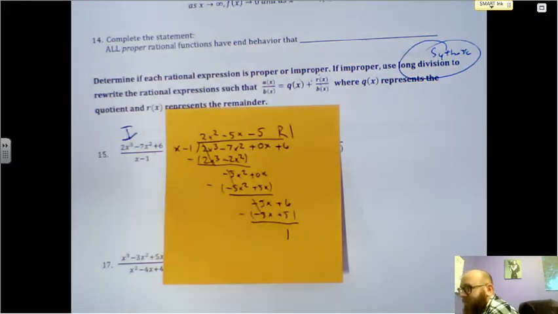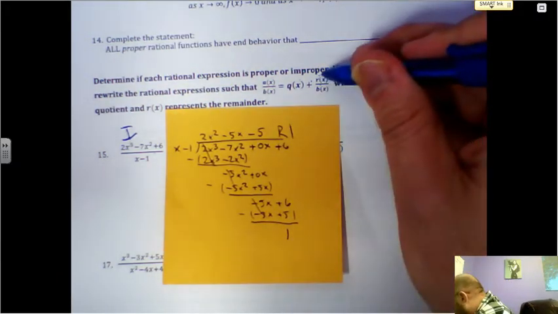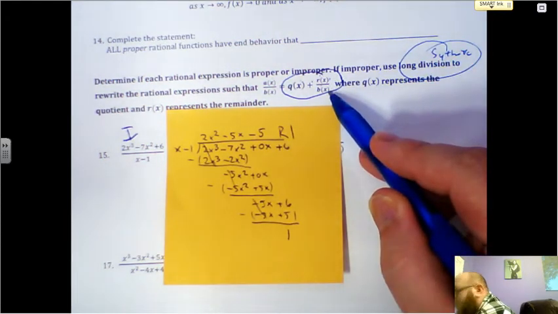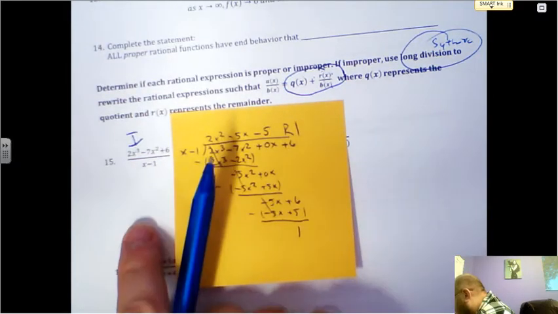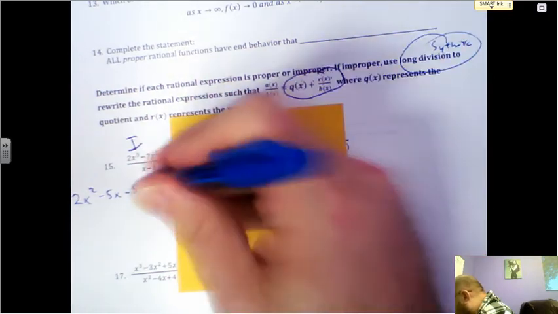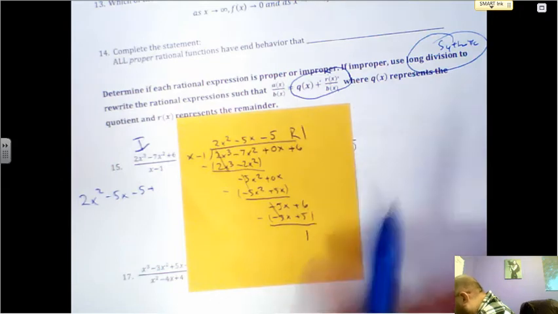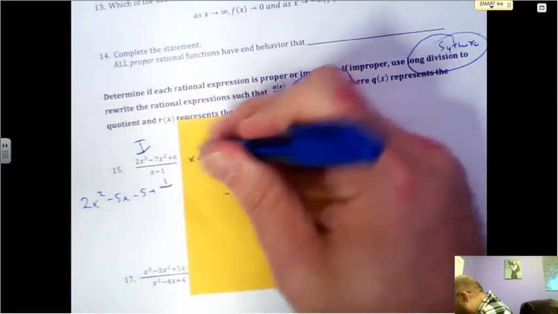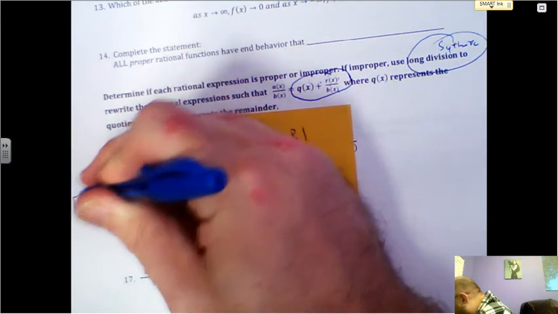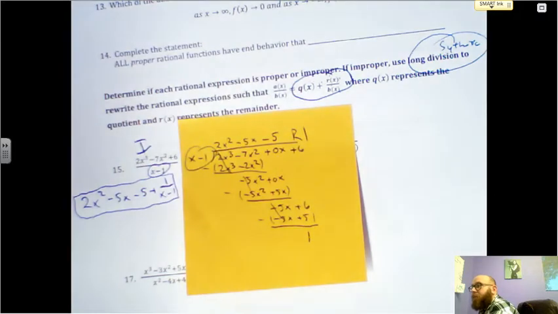So now that I have this as a remainder of 1, I need to get it to look like this, where I need to write the remainder over whatever I was dividing it by. So our way of writing this now as a proper fraction would be 2x squared minus 5x minus 5 plus my remainder, and my remainder is 1, so 1 over whatever I was dividing by, x minus 1. So that there would be our answer when we divide this improper rational function.